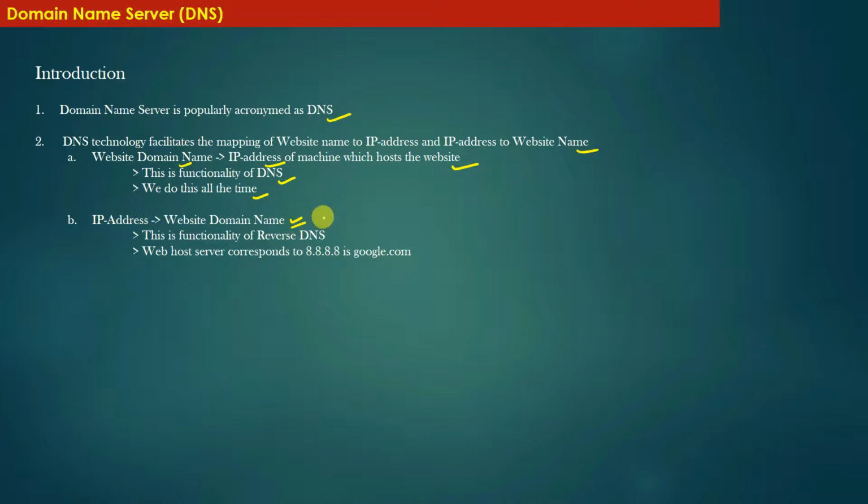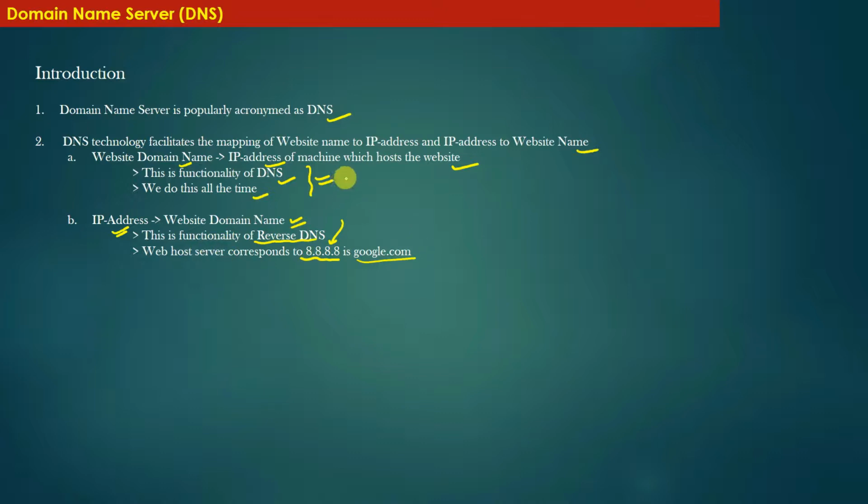Then another function of the domain name system is to map the IP address to the website domain name. Now this function is exactly opposite to what we have discussed above. Given an IP address of the server machine, finding the website name which is hosted by that server machine is the function of the reverse DNS. So for example, the web host server corresponding to IP address 8.8.8.8 is google.com. That is, if I give you an IP address and ask you what is the website name corresponding to this IP address, you will say google.com. So this is the function of the reverse DNS system.